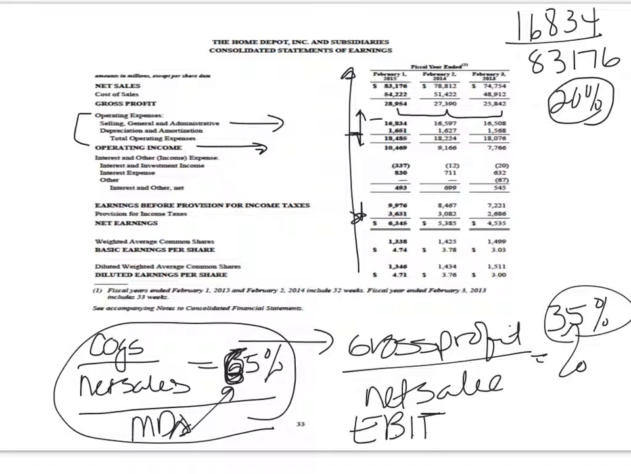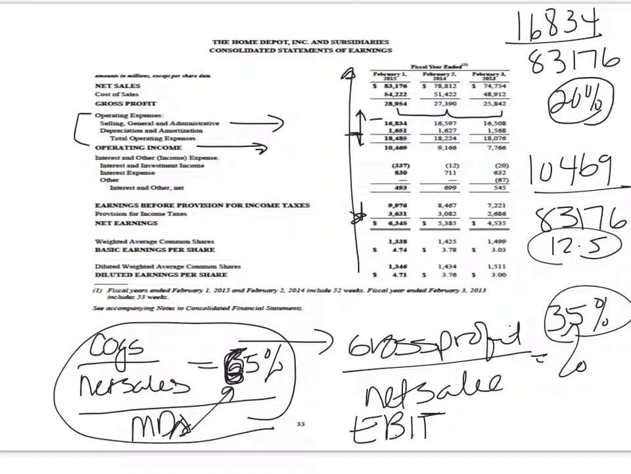The way that we would find that is we would take that number, 10,469, and divide it by the 83,176 on the Home Depot statement, and we end up with an operating profit margin of about 12%. So this works out to about 12.5% as our operating profit margin.